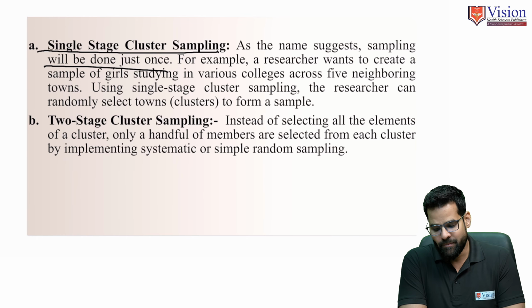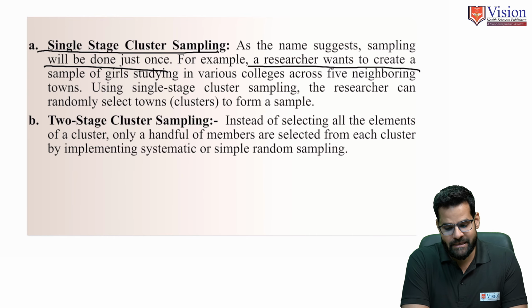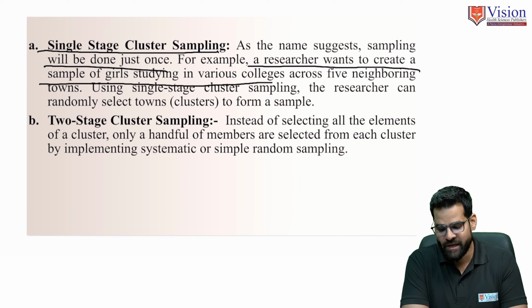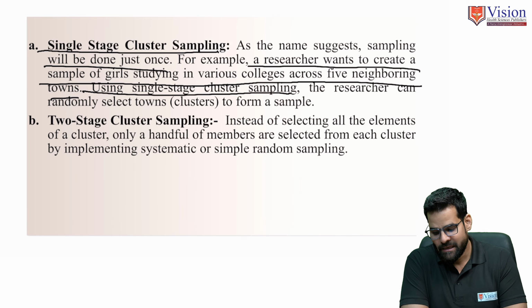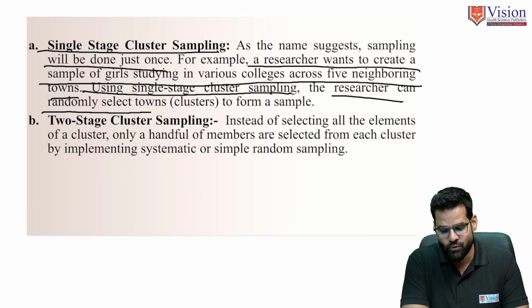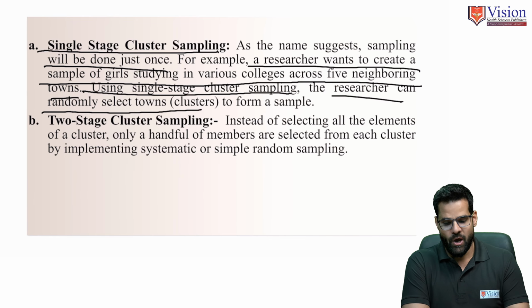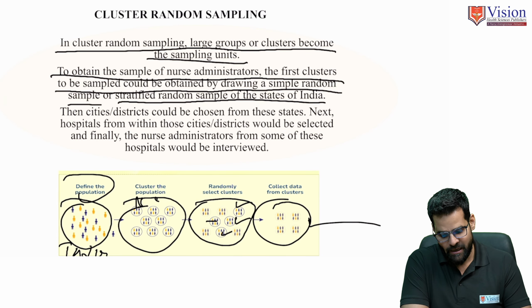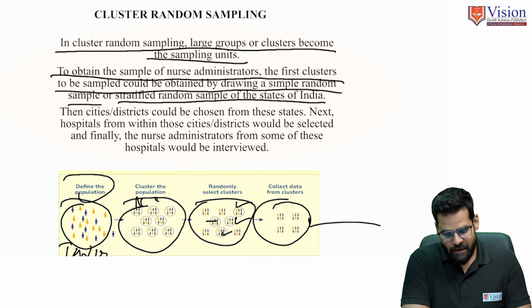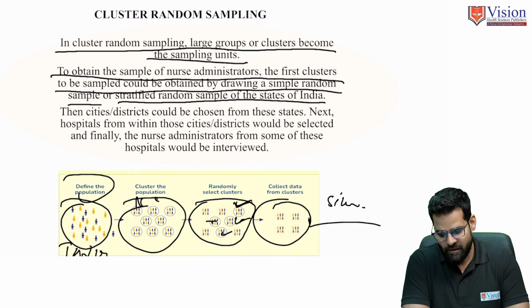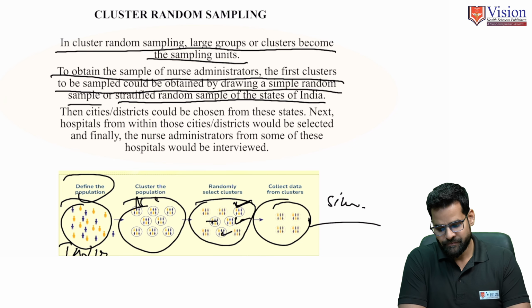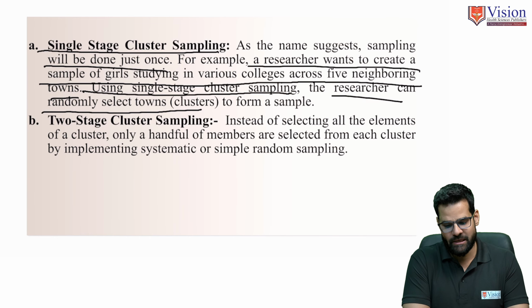Okay, for example, a researcher wants to create a sample of girls studying in various colleges across 5 neighboring towns. Using single stage cluster sampling, the researcher can randomly select two clusters from the sample. Or if I go with my own example, as you can see here, I have taken just 4 clusters, 1, 2, 3 and 4. This is the example of a simple 1-stage cluster. Okay. Now, what is 2-stage cluster?